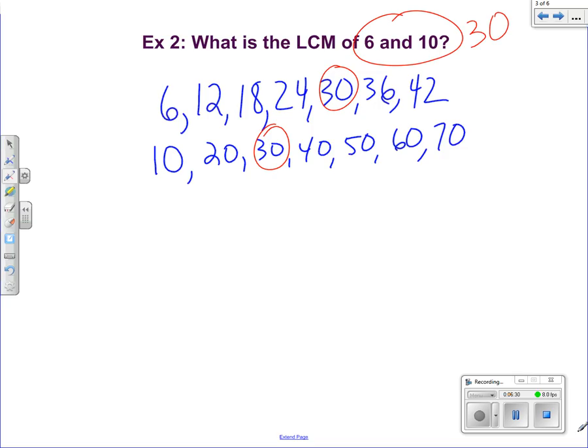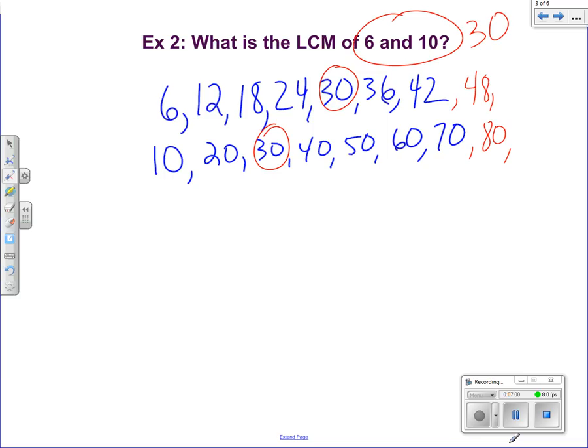Now, really quick, what would happen if we listed out multiples of two numbers and we looked at our two lists and we couldn't find a number that matched? What would you do then? Well, you would just keep listing multiples of those numbers until you got a match. You just keep listing the multiples until you find them. That's the idea.